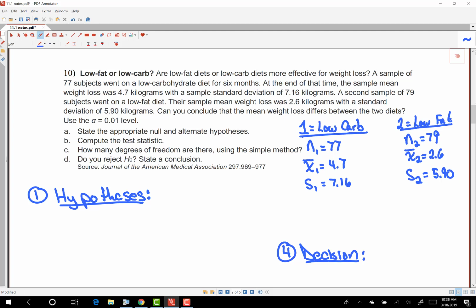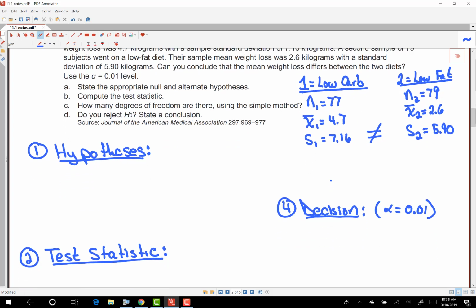And we're looking to see if there is a difference between the 2 diets. So we're not saying is one having more weight loss or less weight loss than the other, just is there a difference. So we're going to use the not equal. And when we go to make our decision, alpha, they want us to use 0.01.